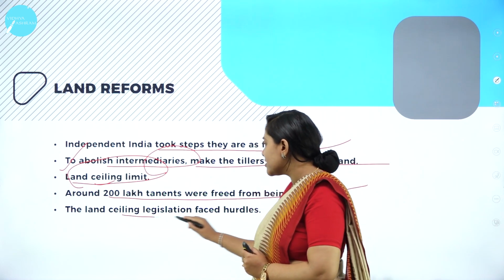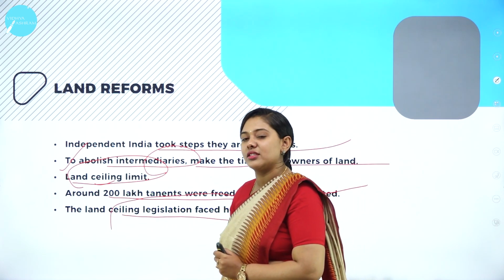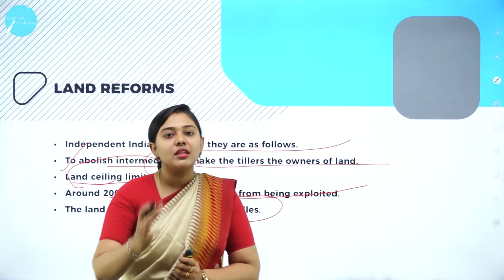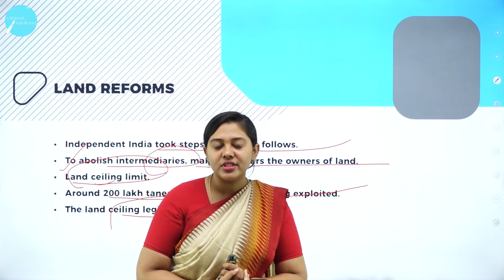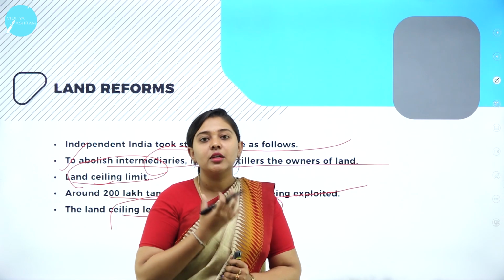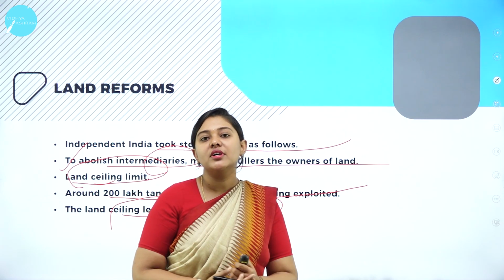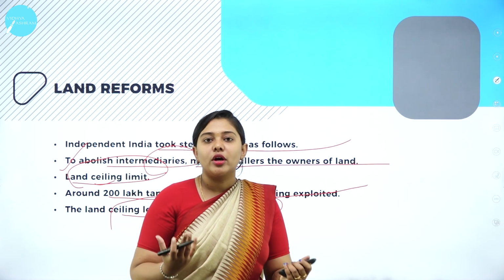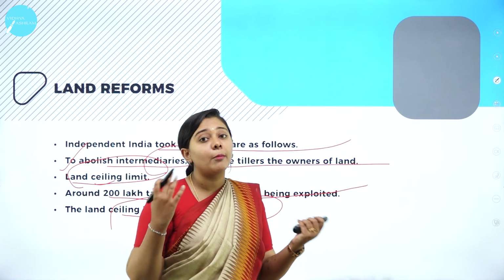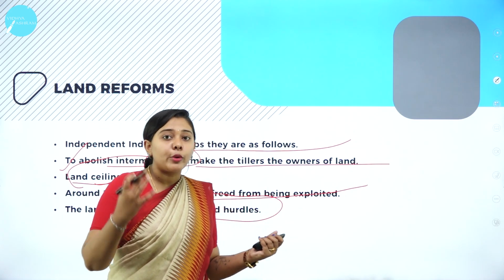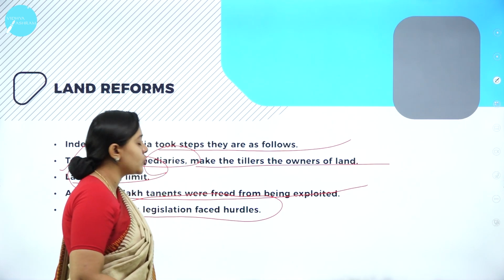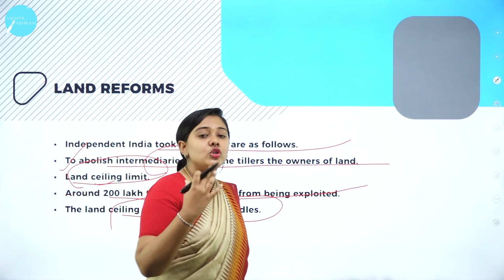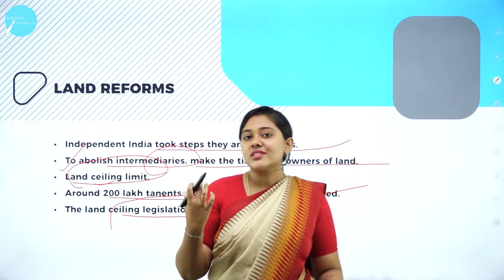The land ceiling registration faced certain hurdles. During that time, they faced a lot of problems. What was the problem? They were not getting proper registration, the ownership, the agreement. The papers for the registration were not with them, and the zamindars were not able to provide them the proper documents. So all these are the hurdles they faced during the land reform, which is very important.